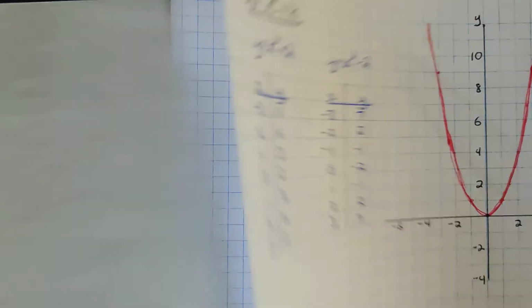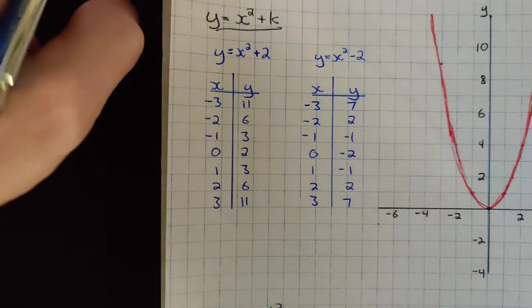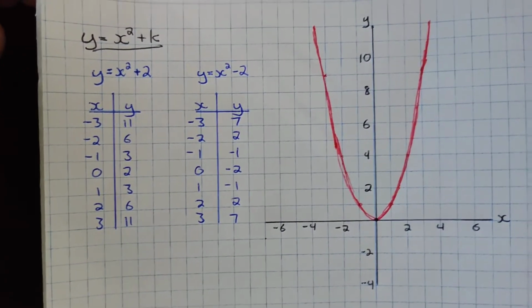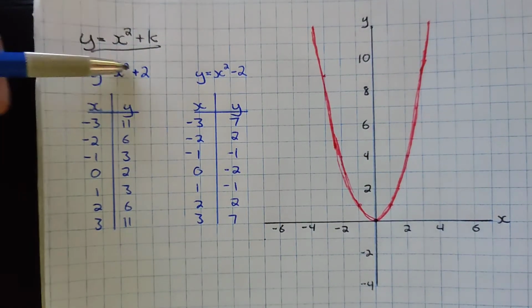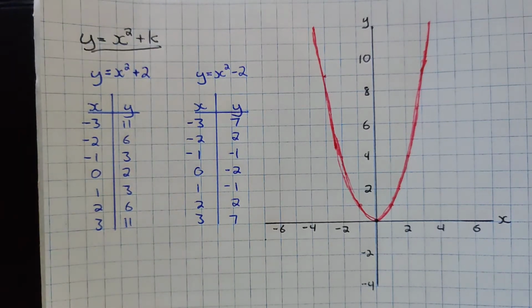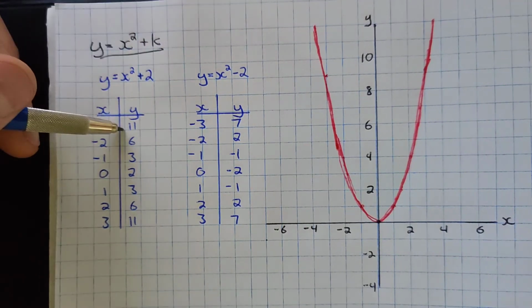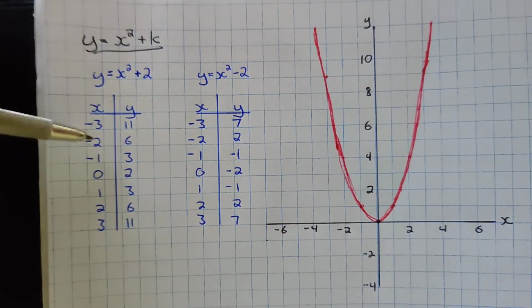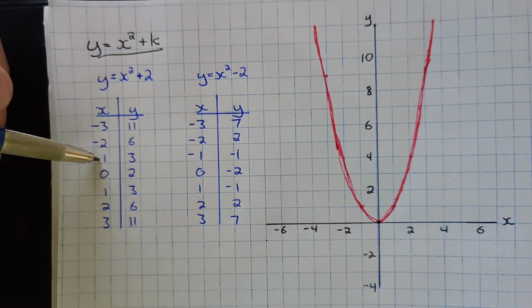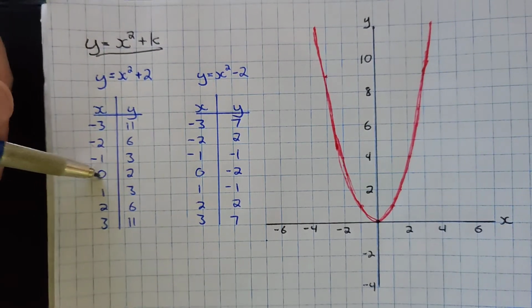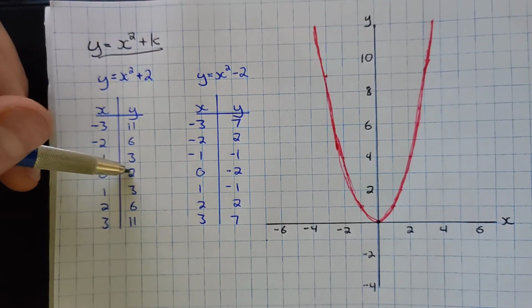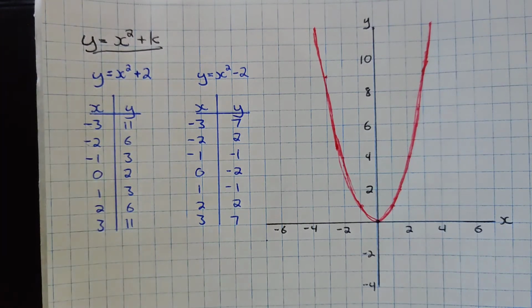Now, if instead of A we use a value like k and add it to x squared, like I have here, I have x squared plus 2, and then I have x squared minus 2. What I have is -3 squared, which is 9, plus 2 is 11. -2 squared is 4, plus 2 is 6. -1 squared is 1, plus 2 is 3. 0 squared is 0, plus 2 is 2. And then I continue down.